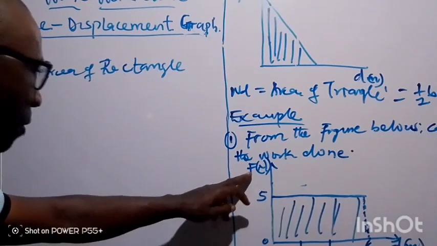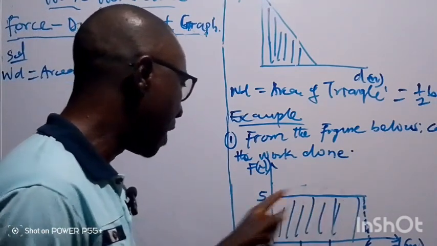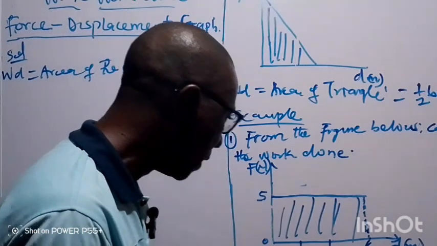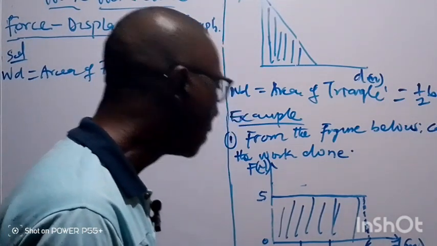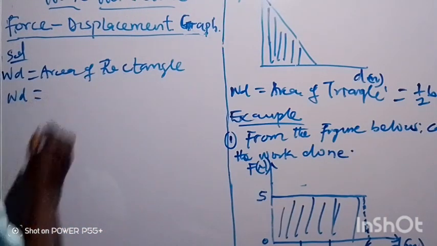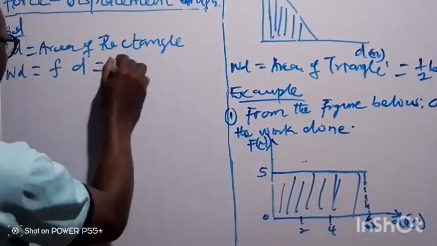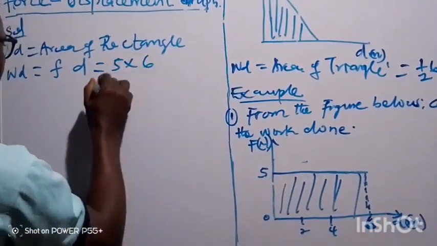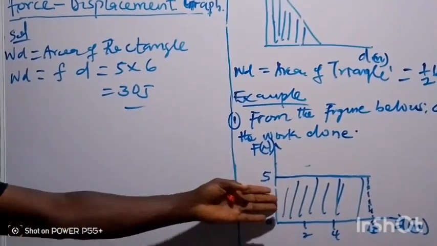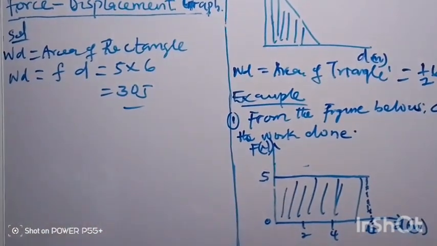If you look at our vertical axis, this line is 5 Newton. The horizontal axis, which is displacement, this point is 6 meter. So the work done will be equal to F times D, which is equal to 5 multiplied by 6. Then it will give us 30 Joules. That's the simple calculation we need from this question.